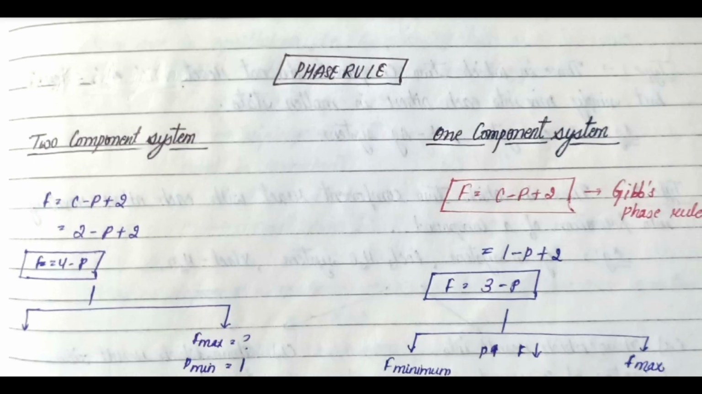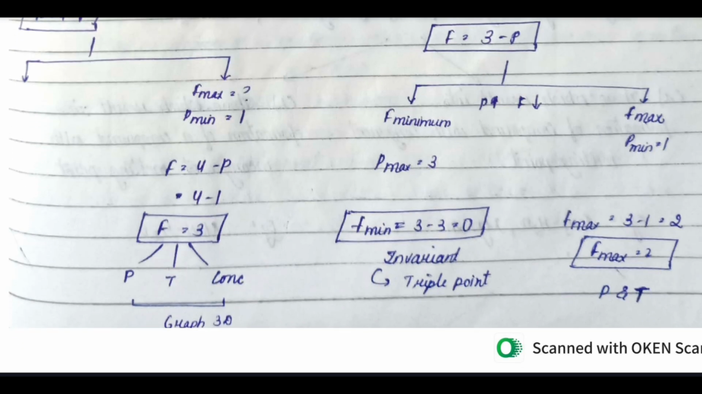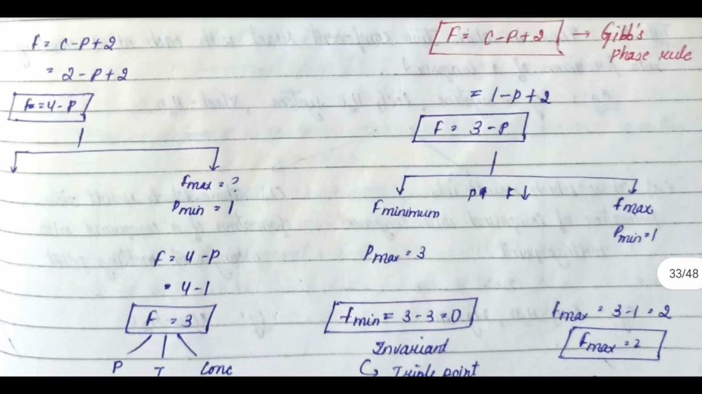Phase rule for a two component system: F is equal to C minus P plus 2, so F is equal to 4 minus P. F is maximum when P is minimum, equal to 1, so F is equal to 4 minus 1, F is equal to 3: pressure, temperature, concentration.